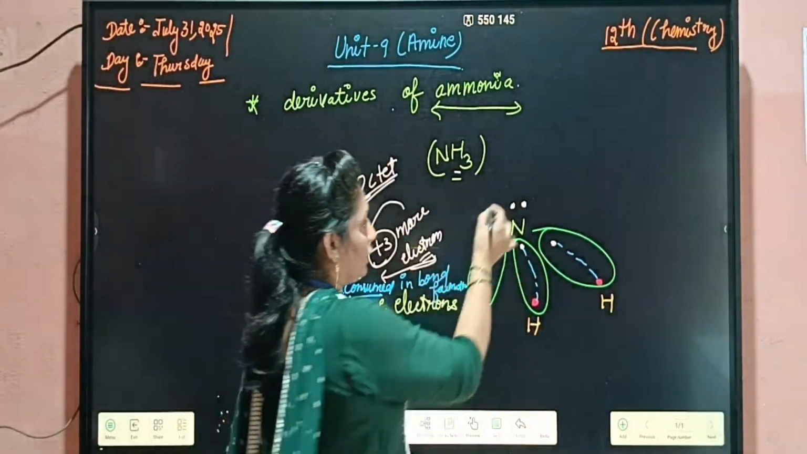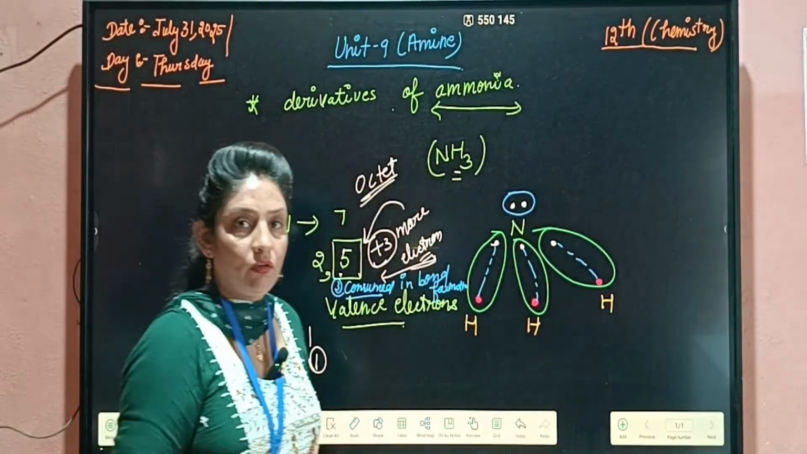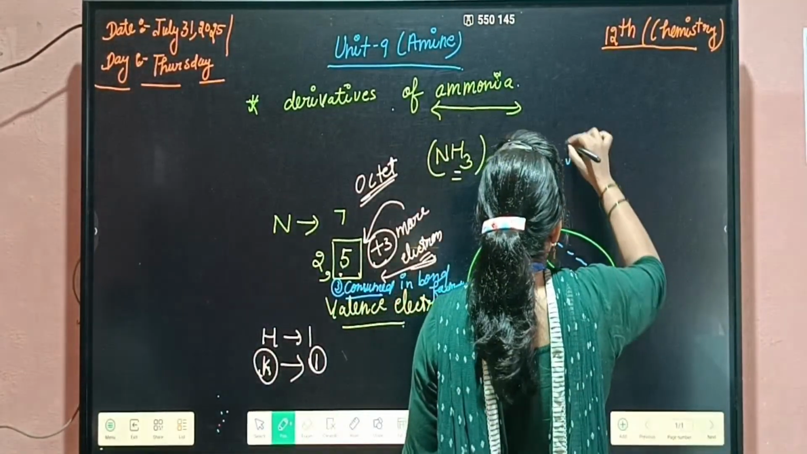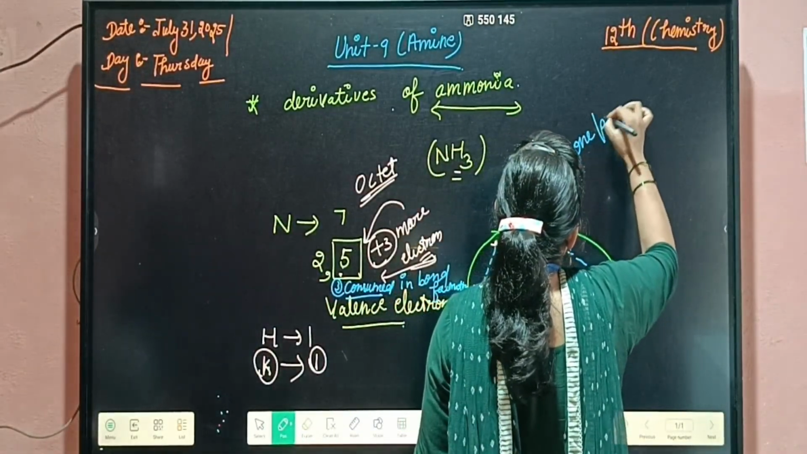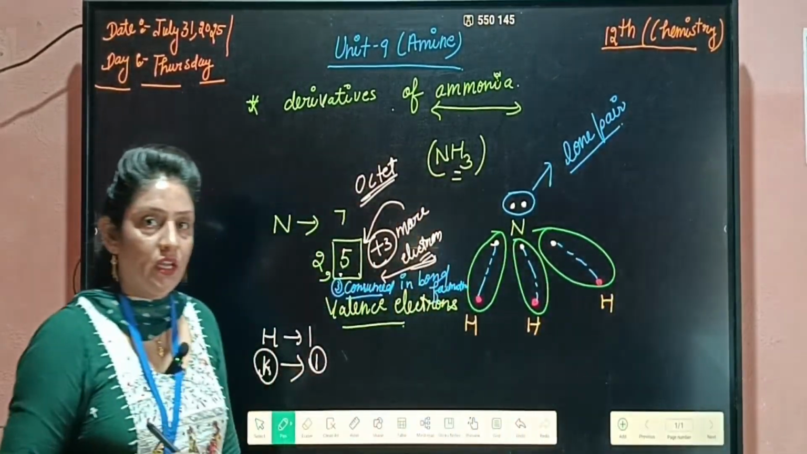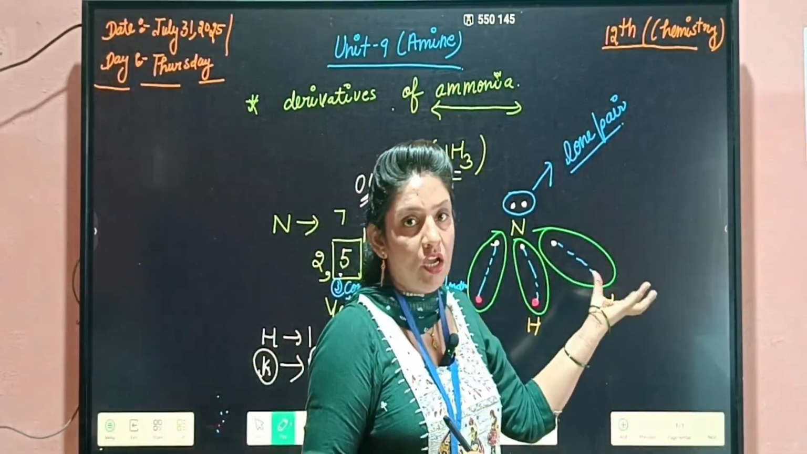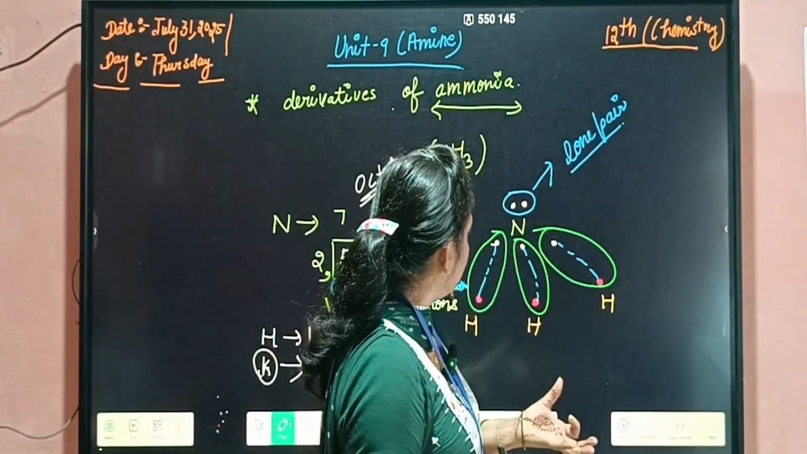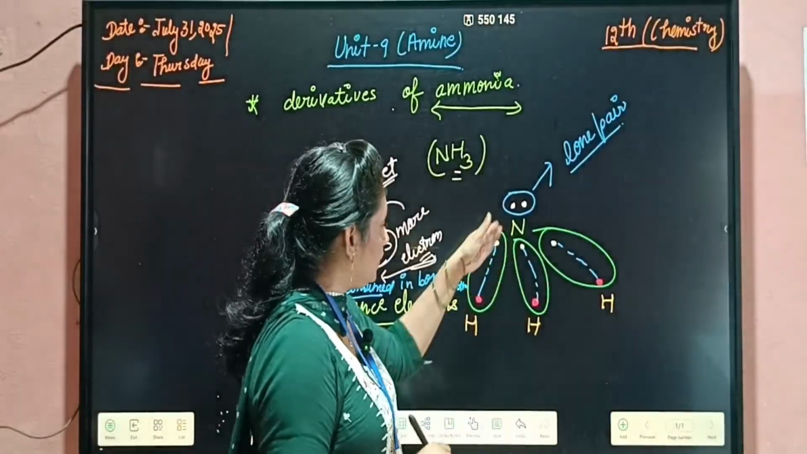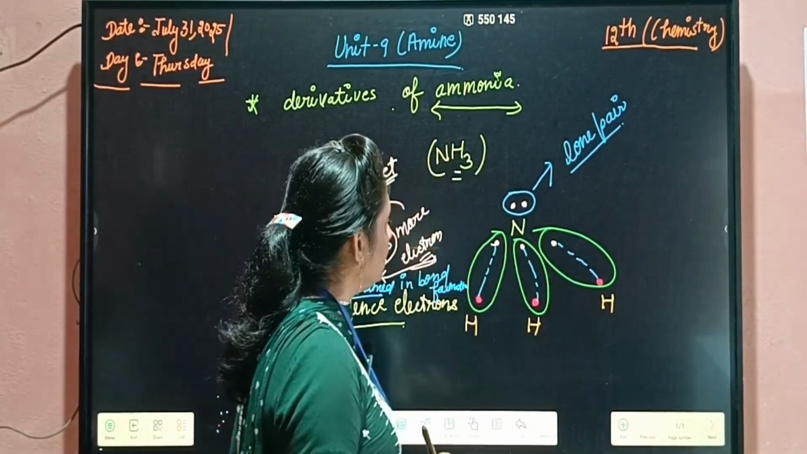So this pair of electrons is a non-bonding pair, which is known as a lone pair. How many lone pairs? 1 lone pair. So students, this is the structure of ammonia. In ammonia, nitrogen has one lone pair of electrons and three bond pairs.